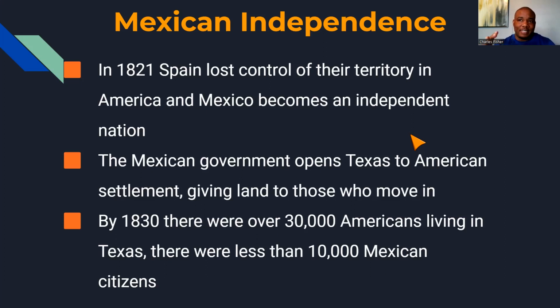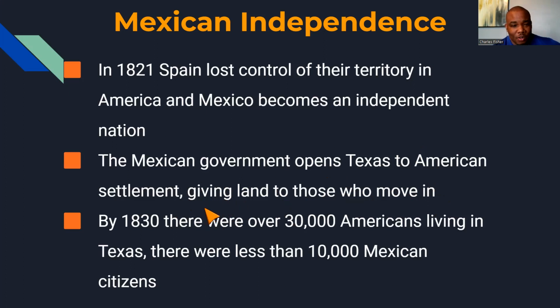So that area that is Texas now was part of Mexico. The Mexican government opens up Texas to American settlement, giving land to those who move in. The big word there is giving. Remember, why do people leave where they're from to go somewhere else? Free land is a big incentive, especially back then or at any time. If they gave me free land, I might move.